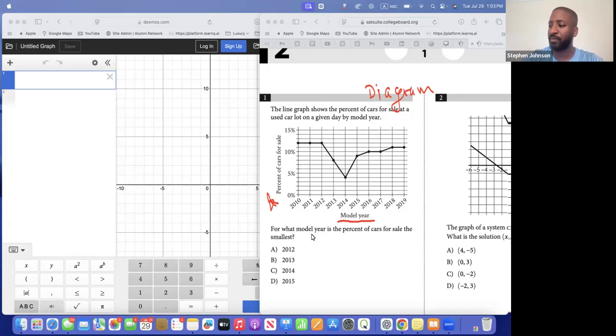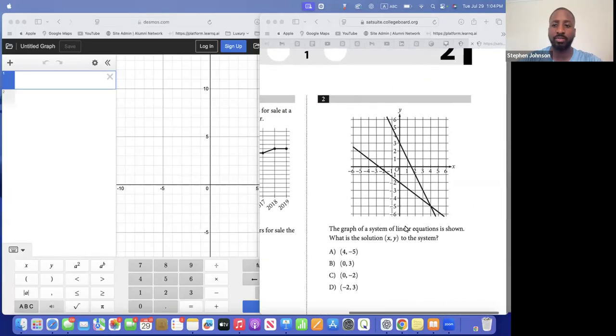Well, obviously that means we're going for the lowest percentage there, which lines up with right below 5%, which looks at 4%. And that in terms of the year lines up with the year 2014. So we know that our answer here is 2014. Okay. So we've now answered that question fairly quickly. Let's move on to question number two.